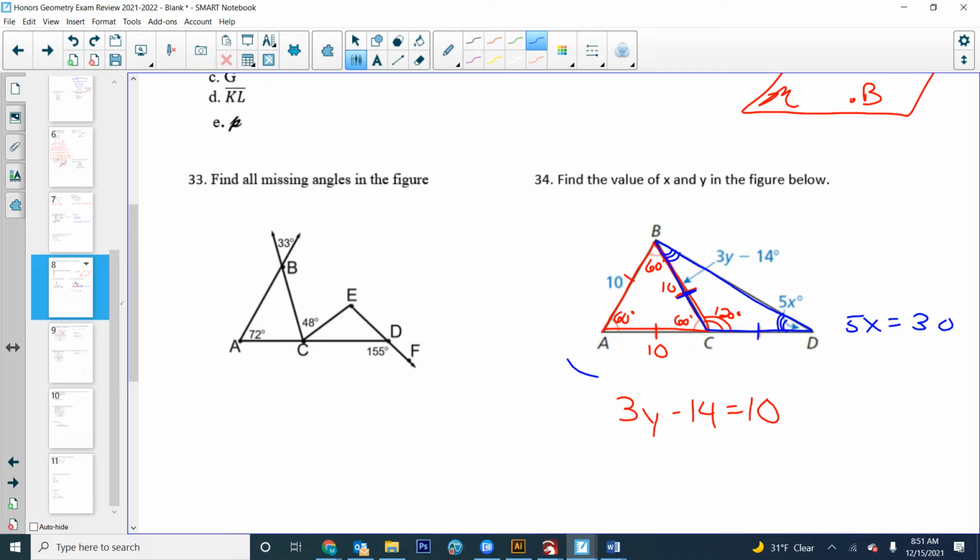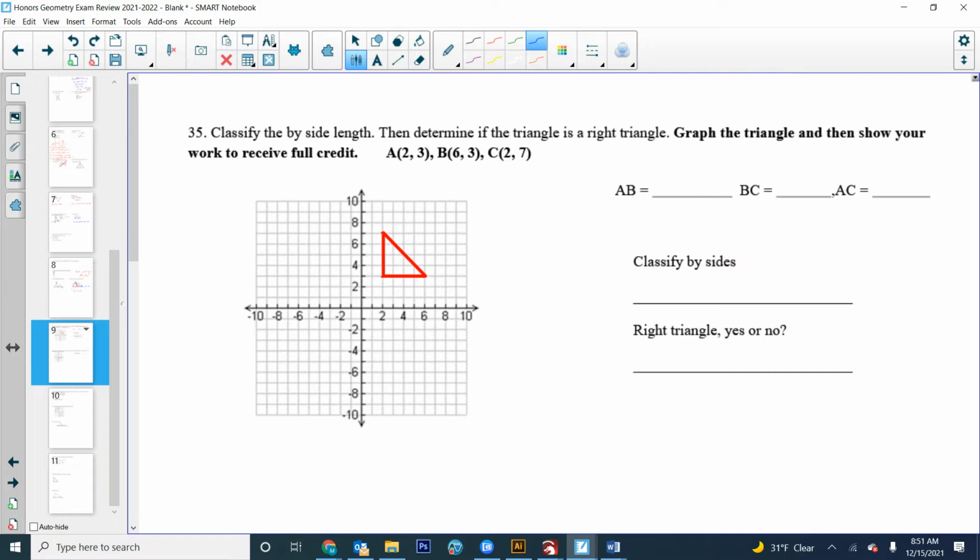Questions on those ones? All right. Next one. I think this one is accidentally graphed wrong in the key. I think she accidentally graphed (2, 7) as (2, negative 7) down here. Is that correct? So let's do this one together.